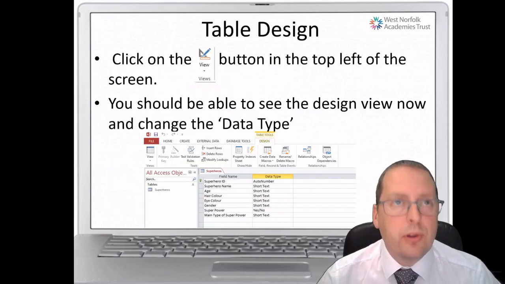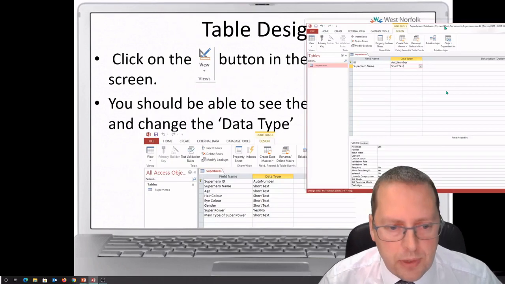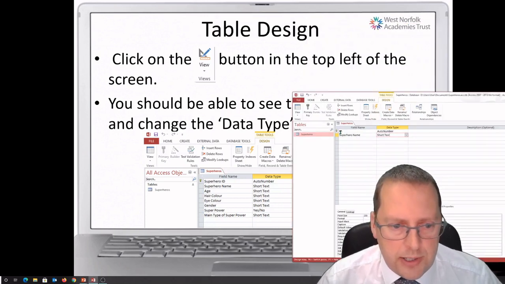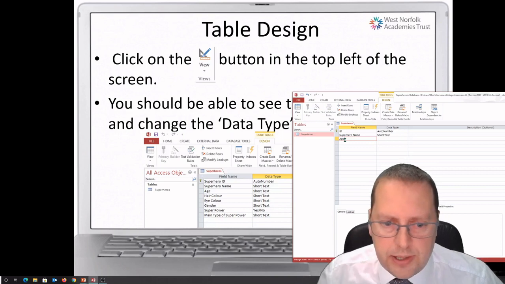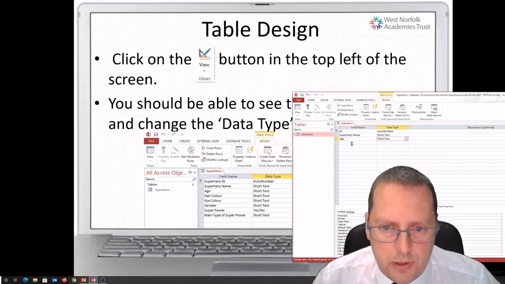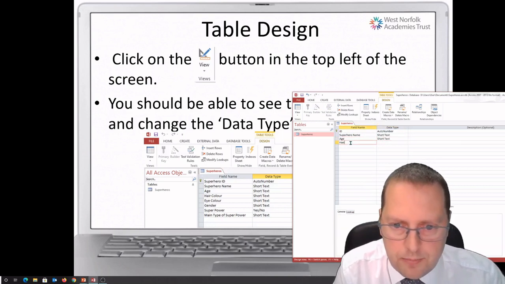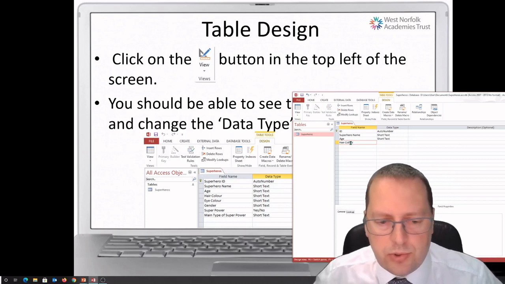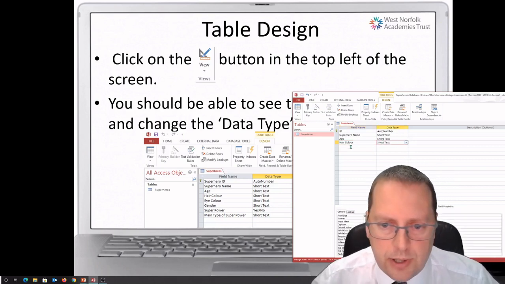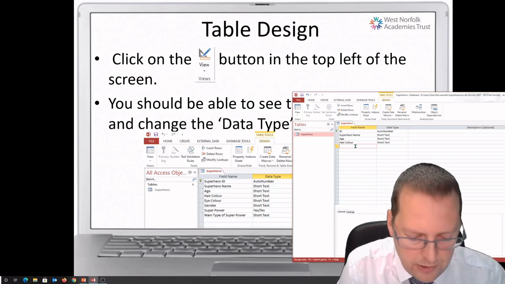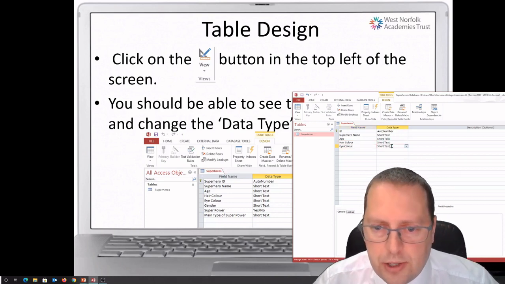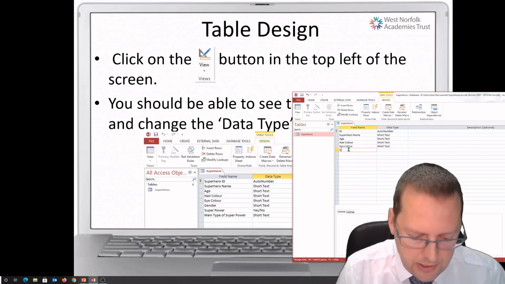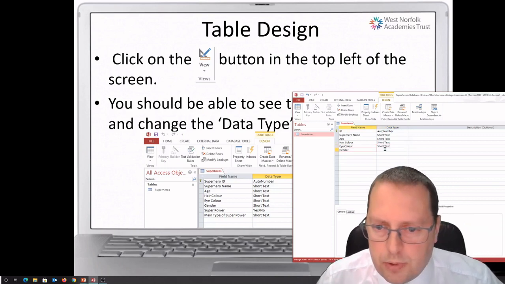Let's just have a look if we've got those. We've got them here. So we've got superhero ID, superhero name. We've got their age. And again, that's going to be short text. We've got their hair color. So we might want to search for a superhero by their looks. We've got their eye color. And again, that's going to be short text. And gender. And we can add that in.